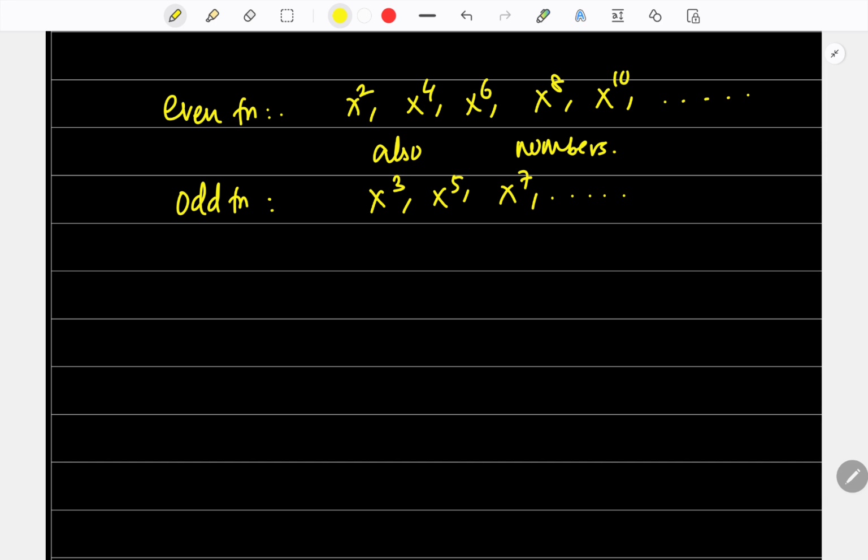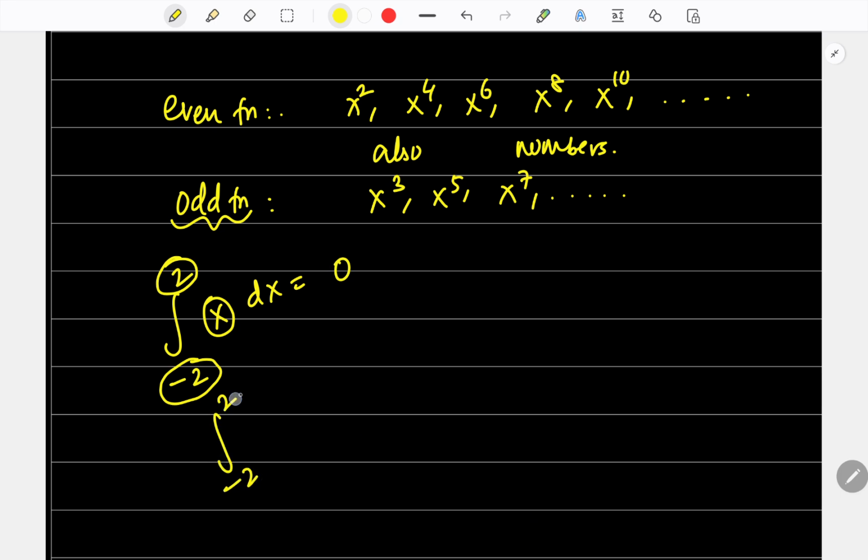Just keep in your mind, suppose you have the integral from minus 2 to plus 2 of x dx. What type of function is it? It's an odd function. If the same number with plus and minus is in the limit and it is an odd function, the value of the integral is 0. Suppose you have minus 2 to plus 2 of x square dx. The value of the integral is twice times the integral from 0 to 2 of x square dx, you can write it.